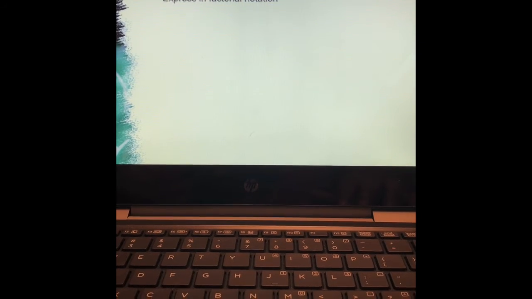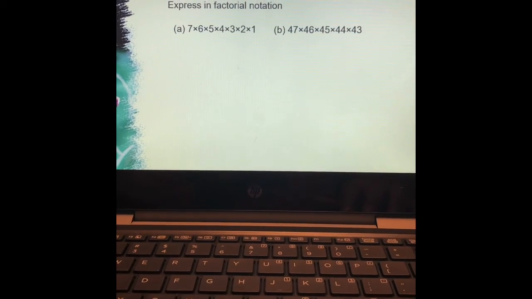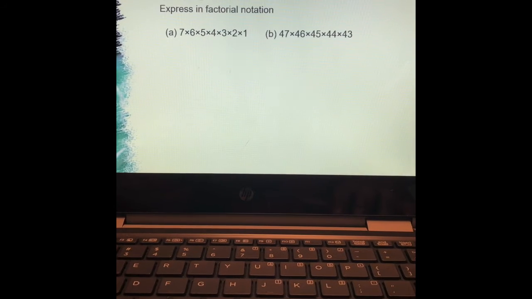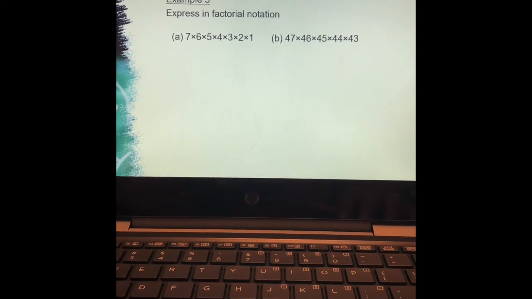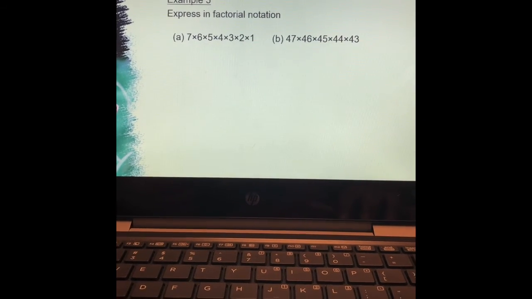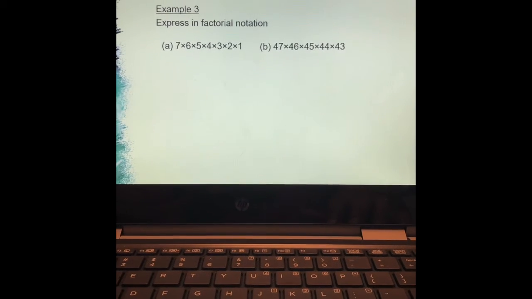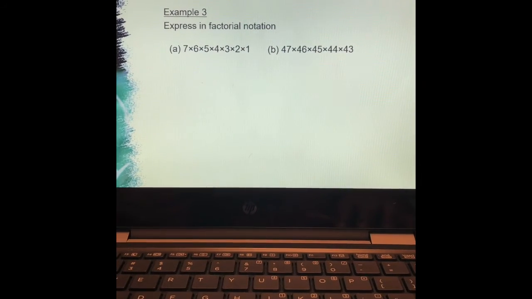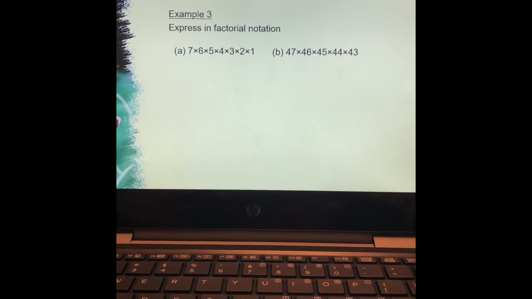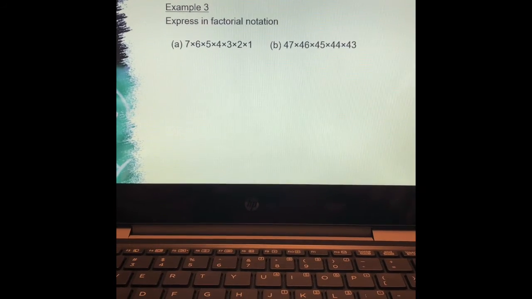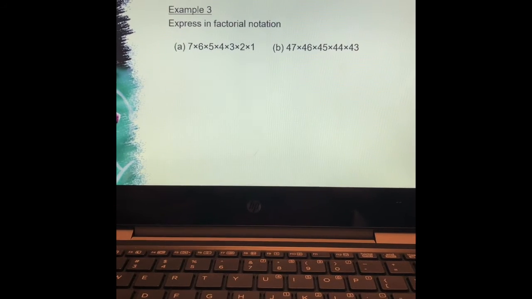Express in factorial notation. Here's a little bit of practice on moving from numbers into factorial notation. So the very first one, very straightforward, 7 factorial. Basic. In B, you've got 47, 46, 45, 44, 43. So the way to deal with this question would be to turn it into 47 factorial.